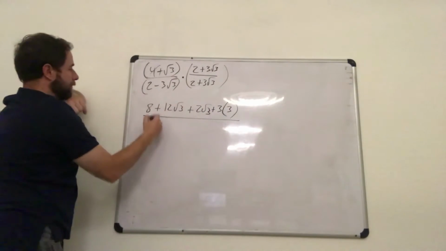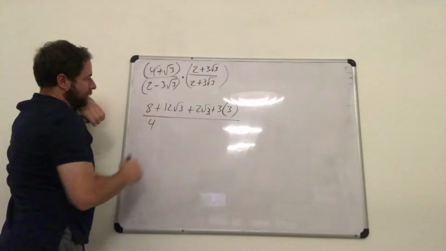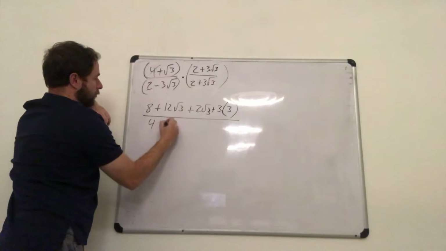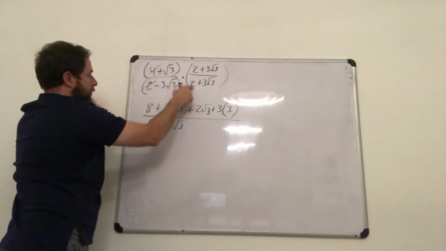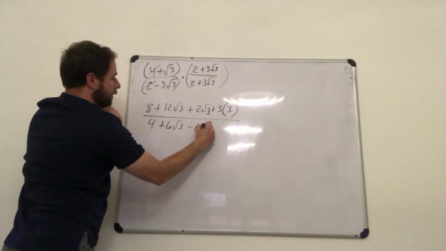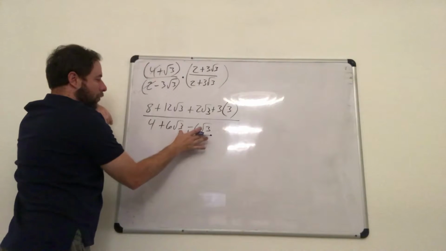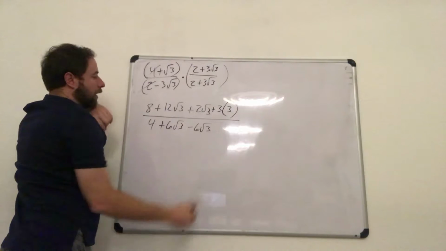Then on the bottom, we're going to get 4, and I'm going to write this down once, but I'm not going to do it again. We're going to go 4, we're going to get 2 times 3 root 3 is going to be 6 root 3. That's done. And negative 3 root 3 times 2 is going to be negative 6 root 3. I'm not going to write this again, but the middle term always cancels out in a conjugate.